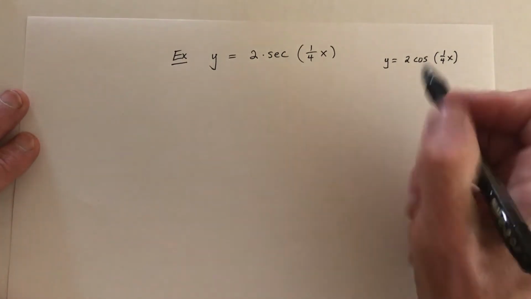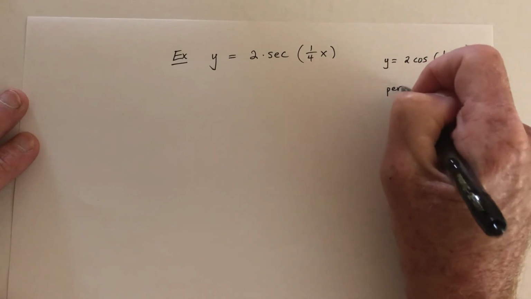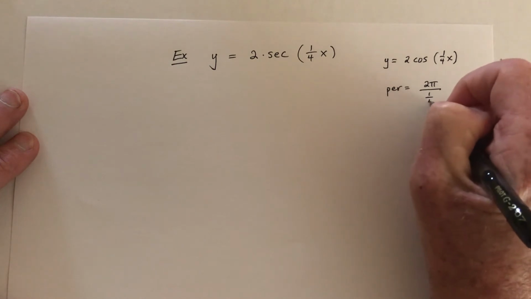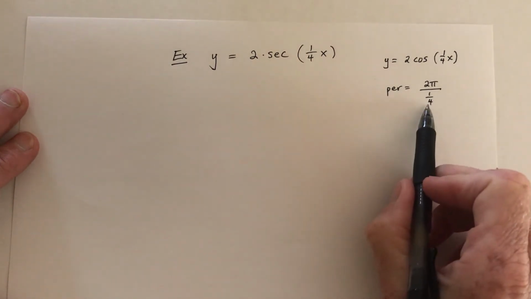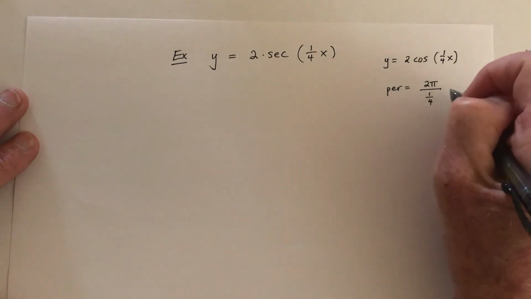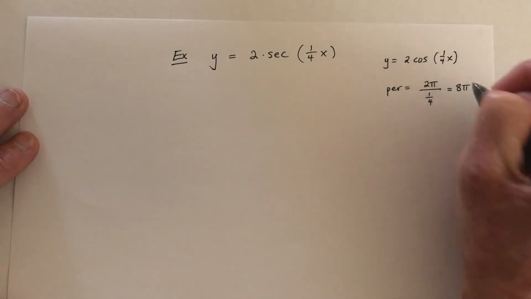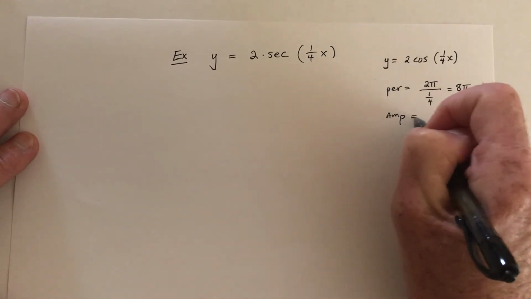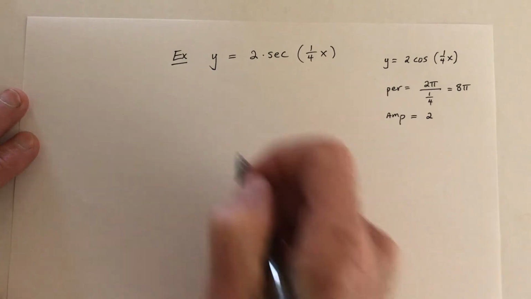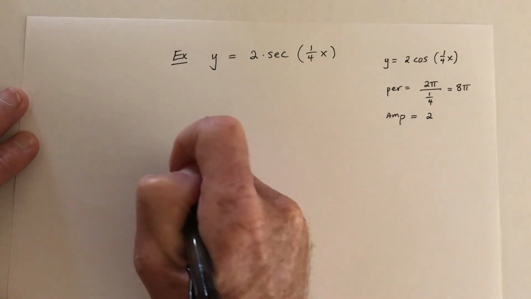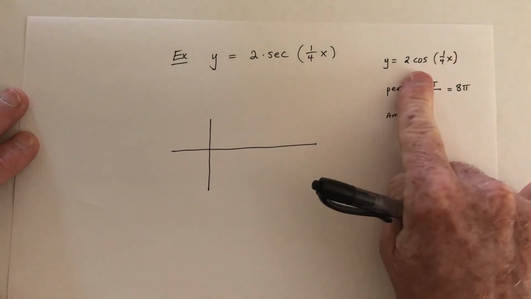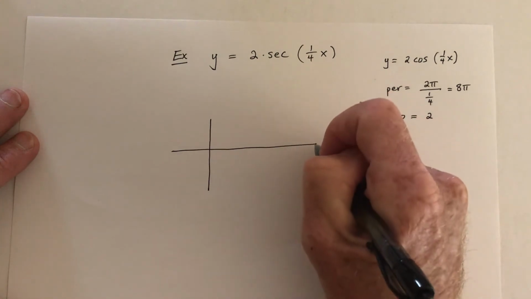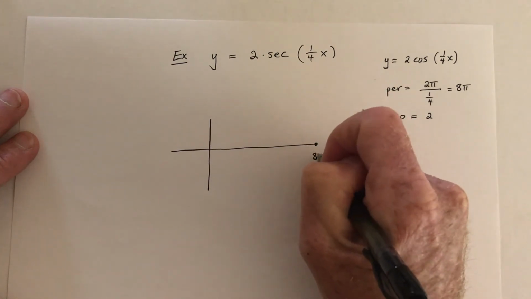Well, in this case, the period, which is usually 2 pi, is going to be divided by 1/4. When you divide by 1/4, you invert and multiply by 4. That means it's going to be 8 pi. And this number right here is the amplitude. So the amplitude is equal to 2. So first, in red, I'm going to graph just this function, 2 cosine of 1/4 x. The period is 8 pi, so I would need to go out to 8 pi.